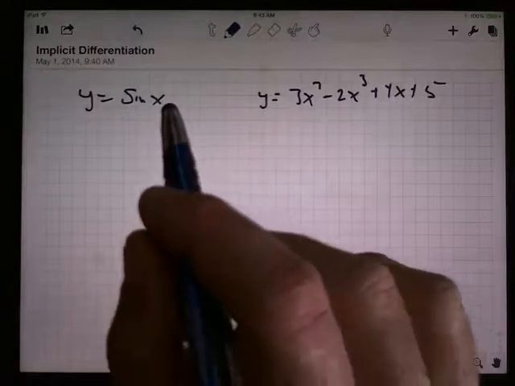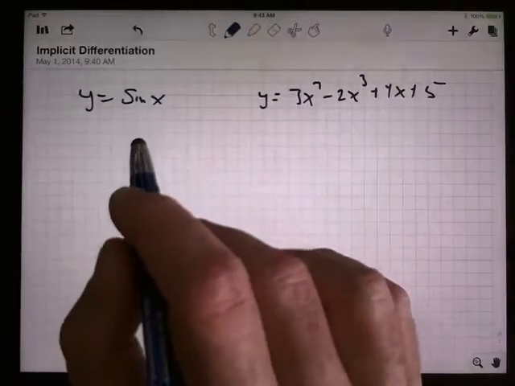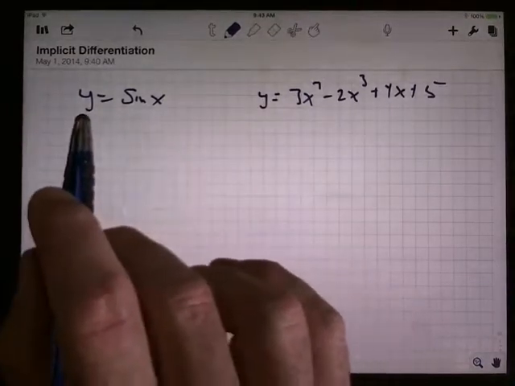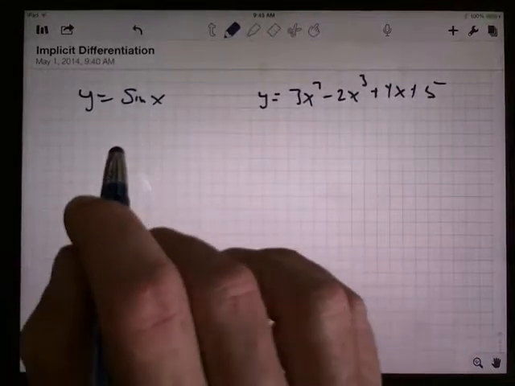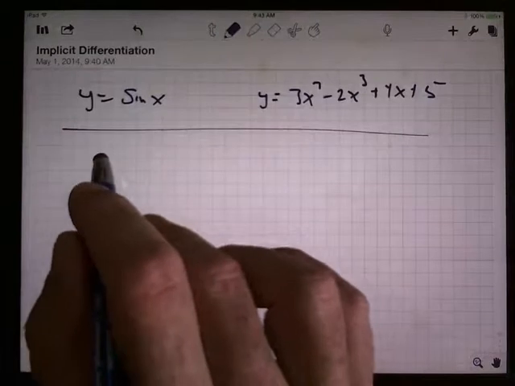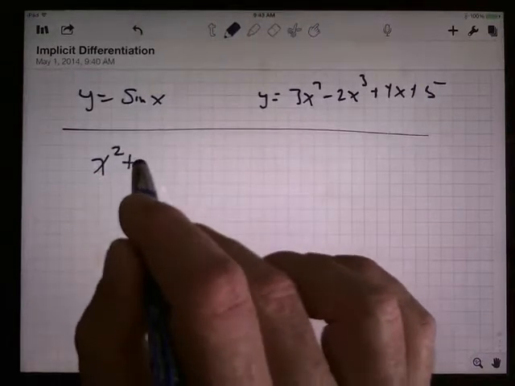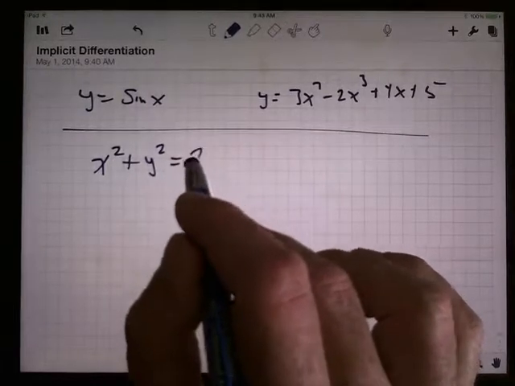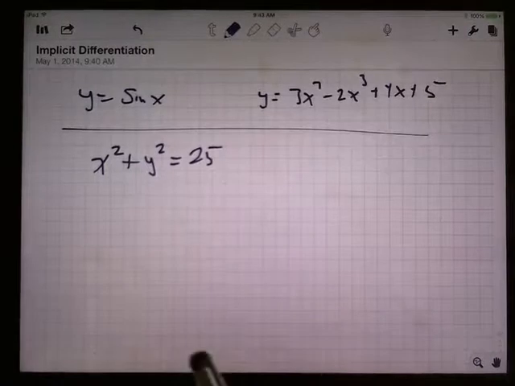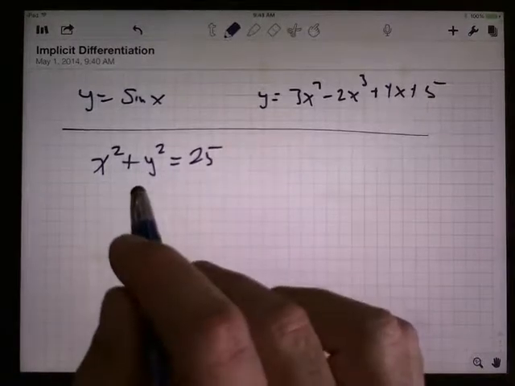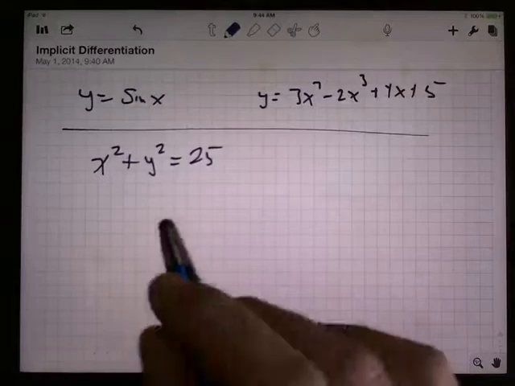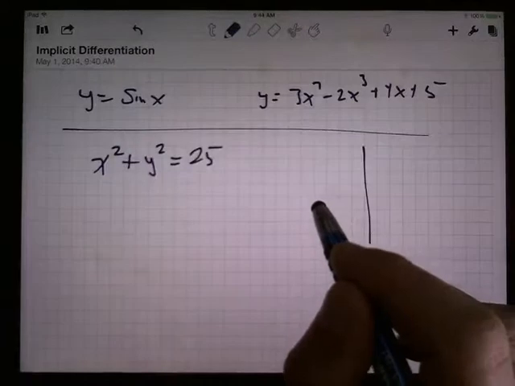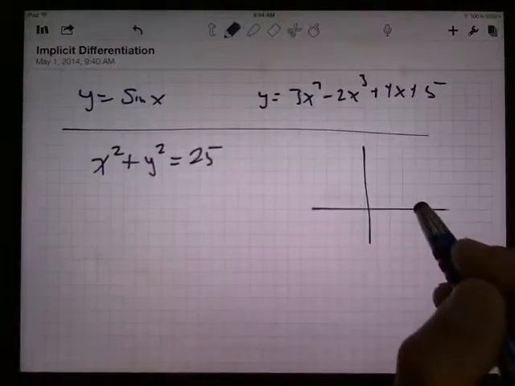However, there are other curves that are described by reasonable equations, but they're not explicitly y is this function of x. It's more of an implicit situation. One that I think most calculus students are familiar with looks like this: x squared plus y squared, let's say, equals 25. This is an equation. There's a set of points in the plane that satisfies this equation, that is, their coordinates satisfy it. That's what we call the graph of the equation, all the points that satisfy that equation. In this case, the graph looks like a circle of radius 5.